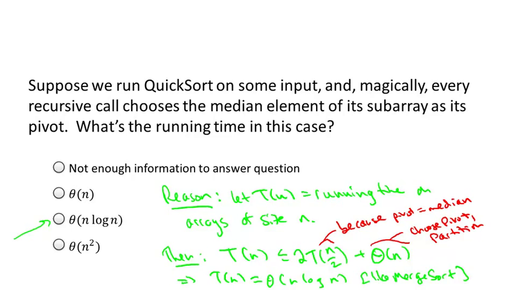The upshot of this quiz is that even in the best case, even if we magically get perfect pivots throughout the entire trajectory of quicksort, the best we can hope for is an n log n upper bound. It's not going to get any better than that. So the question is, how do we have a principled way of choosing pivots so that we get this best case, or something like it, this best case n log n running time? So that's the problem that we have to solve next.